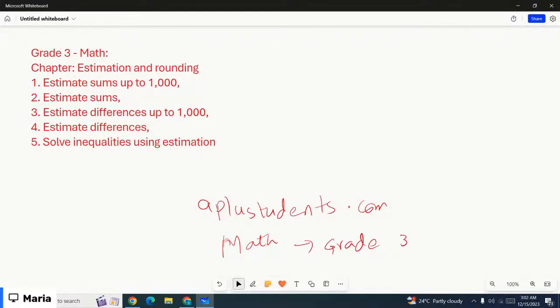We're going to start with the chapter on estimation and rounding. The lessons we're going to cover from the chapter are estimate sums up to 1000, estimate differences up to 1000, and then solve inequalities using estimation. Please make sure you have your notebook and pencil so that you can note down the important examples and definitions as well, right? Let's start with the first lesson.